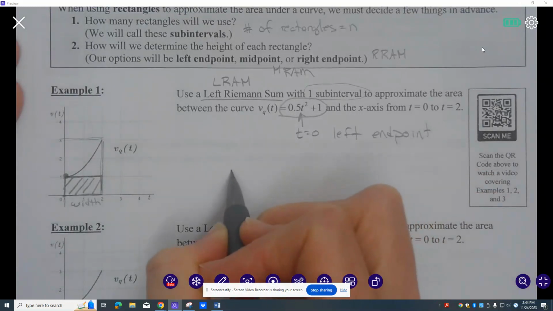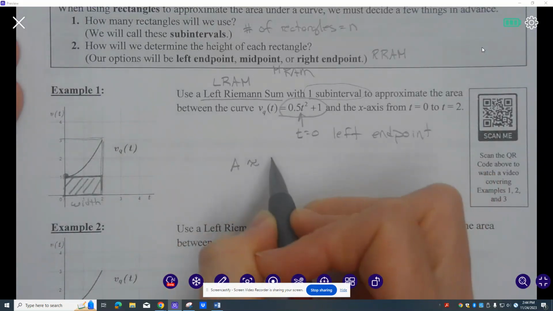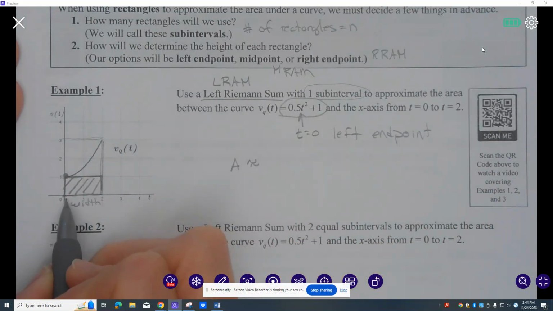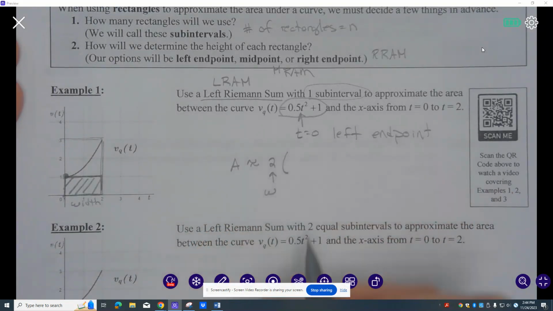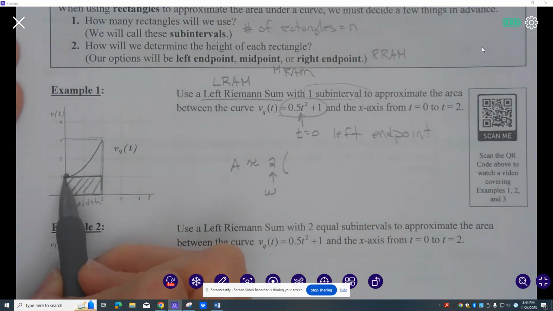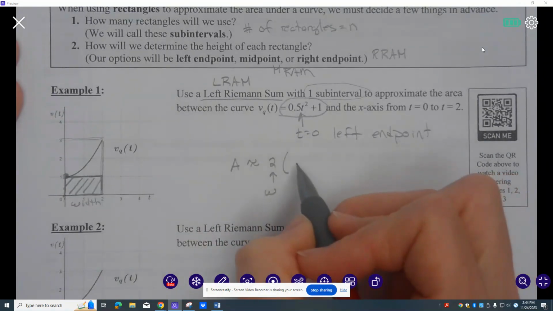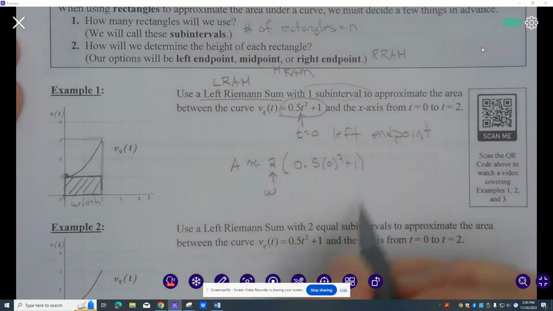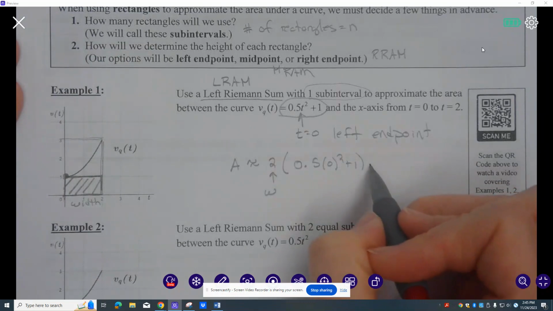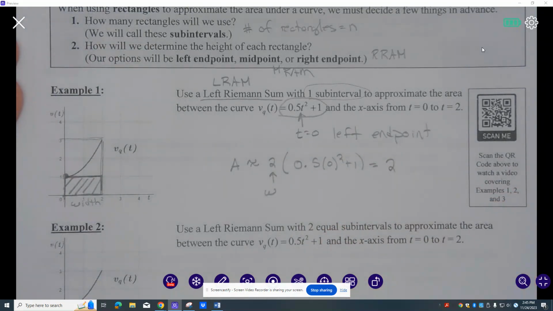So my area will be approximately, think of the height times the width. So my width of my rectangle is 2, and my height comes from this point right here. The way I get this height is I plug time equals 0 into my function. So I would have 0.5 times 0 squared plus 1. That would just equal 1, so 2 times 1. So my area would be 2, which we could see from looking at this.